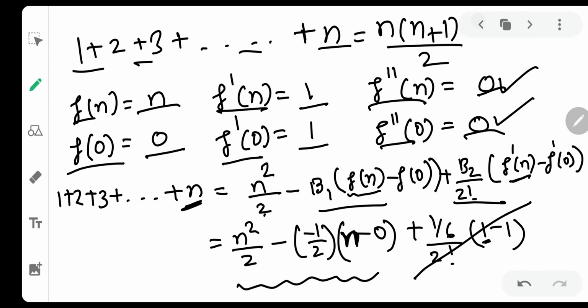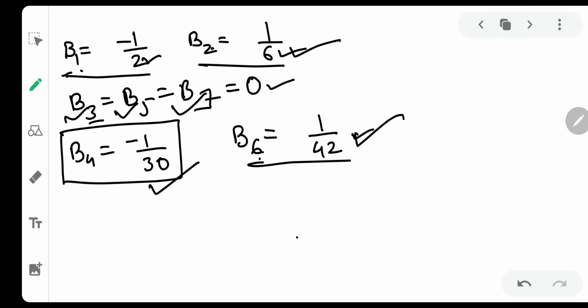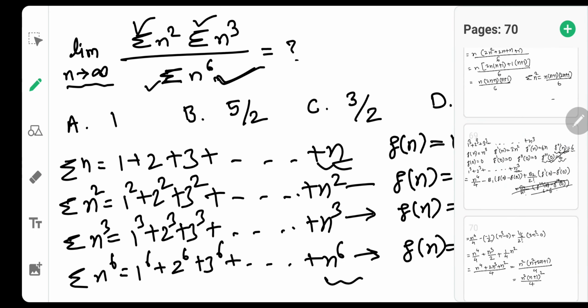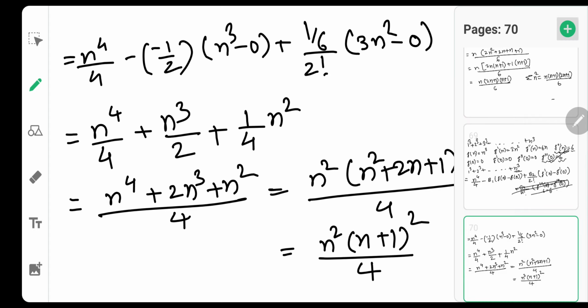How will you derive the formula for n raised to 6? Just have a look. N raised to 6. If you knew the formula for n raised to 6, this problem was very easy. And what I am going to do now is derive the formula for n raised to 6 directly. Okay, so let us start. It will be very nice.